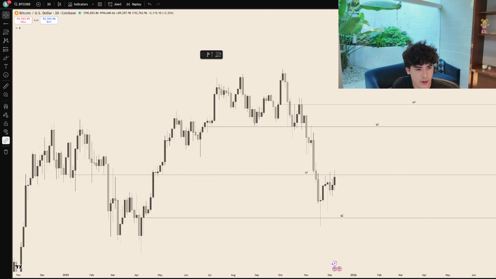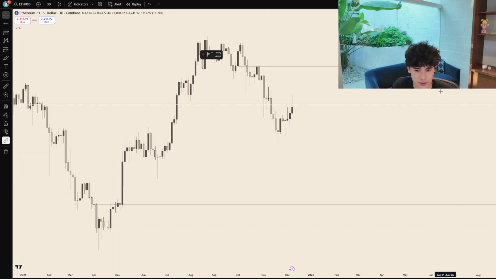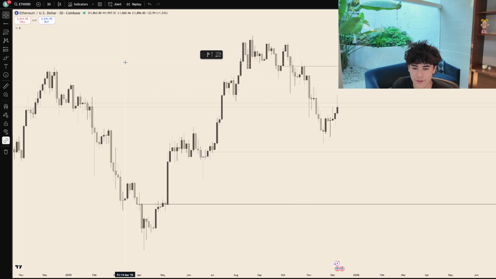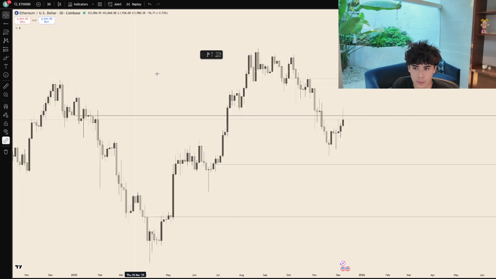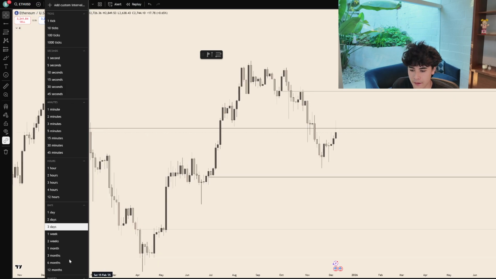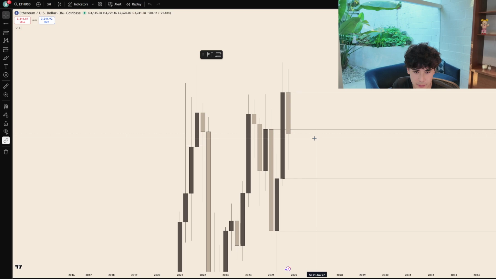So now let's just go into another pair so that you guys see that this works on all time frames. Here I have the past 4 quarterly opens marked out on Ethereum. Let's just go over it one more time so you guys are very familiar with this.